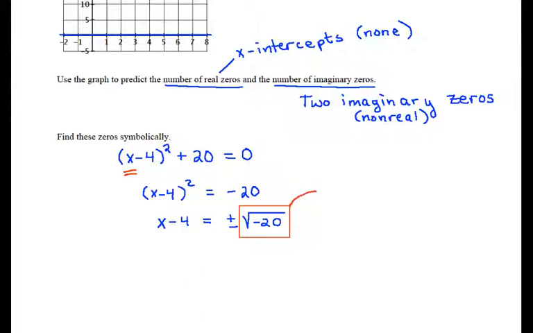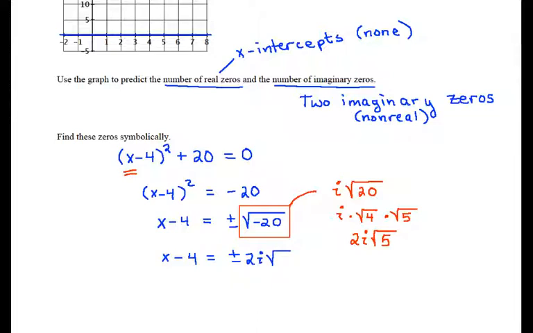So the square root of negative 20, I'll first think of it as i times the square root of 20. The negative comes out as a factor of i. And then 20 has a perfect square factor of 4, leaving a remainder of 5. So I'm going to rewrite the square root of negative 20 as 2i times the square root of 5. We therefore have x minus 4 equals plus or minus 2i times the square root of 5.